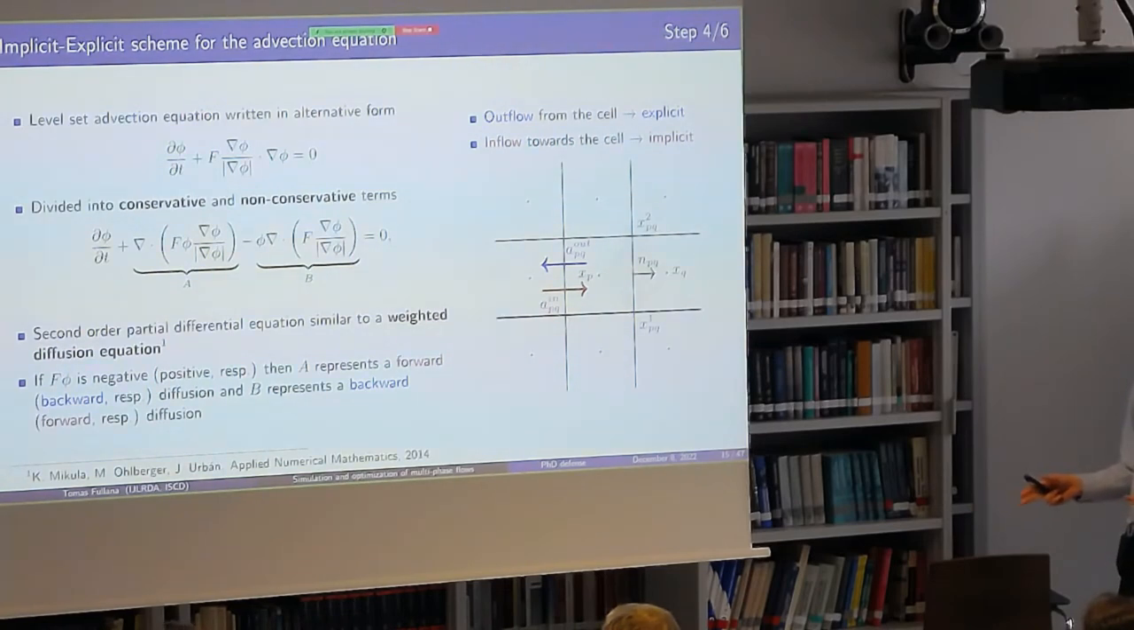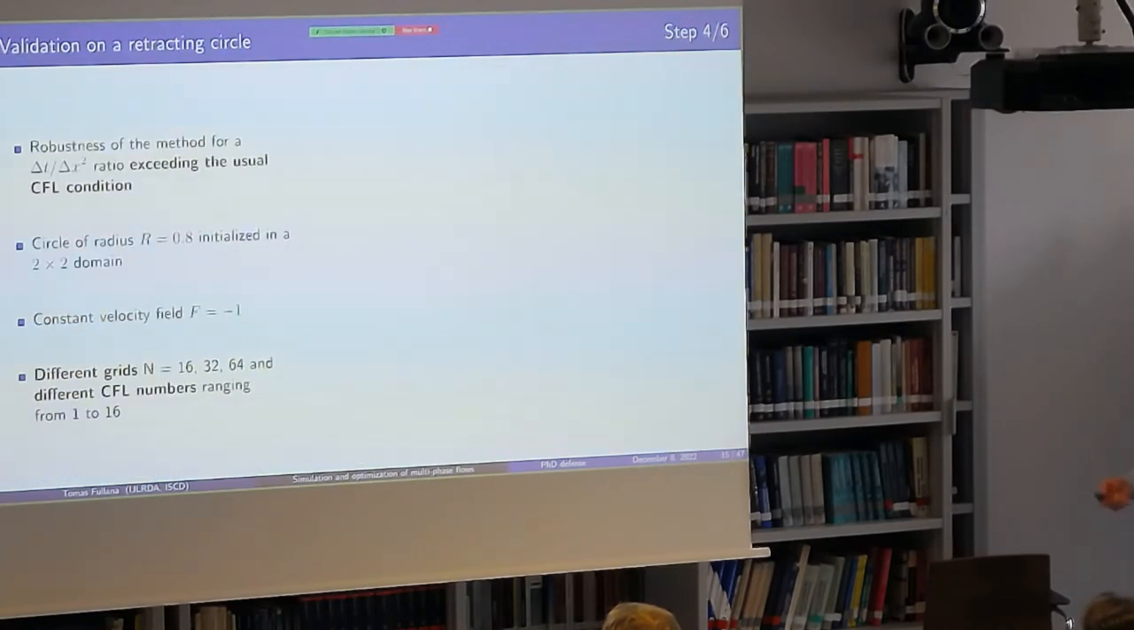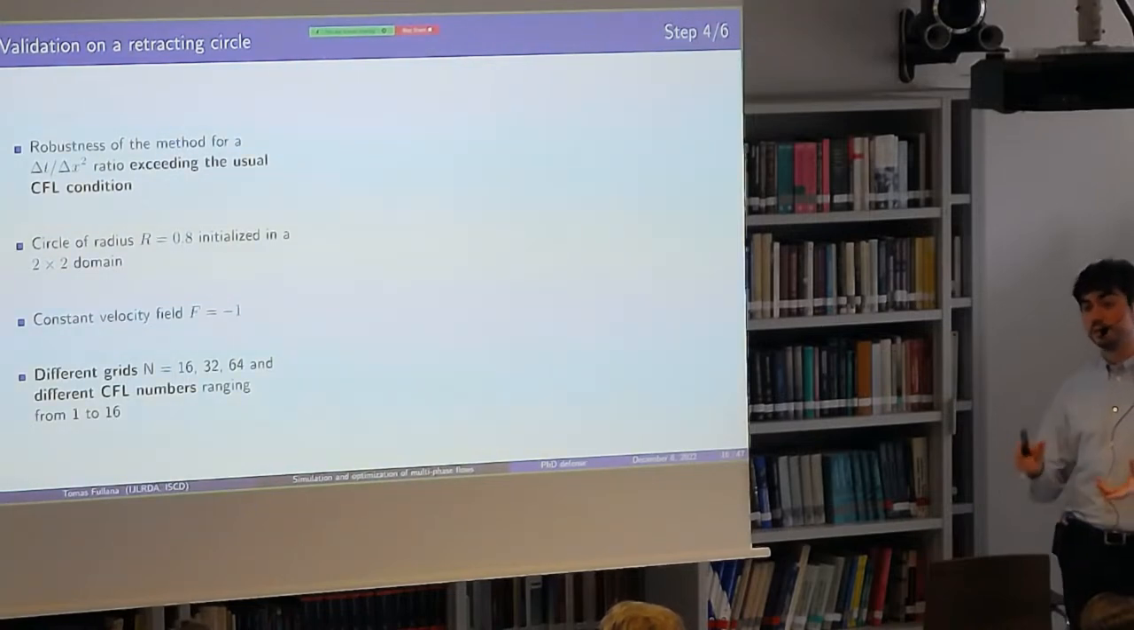The thing about this scheme is that we treat the terms differently depending on whether they are positive or negative. If f phi is negative, then it represents a forward diffusion, and it will be treated implicitly. And if it's positive, it will be treated explicitly. This is a scheme that was developed by Mikula and co-authors in 2014 that we are using. One of the great things about this scheme is that it allows us to relax the CFL condition, that is the ratio between the time step and the grid size squared, because we are not now solving a diffusion equation.